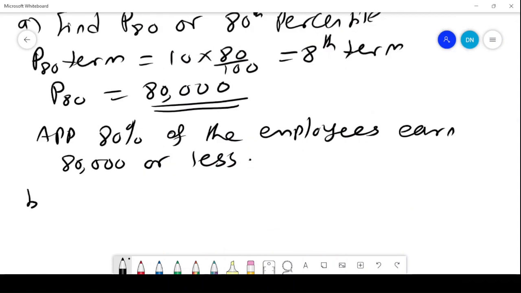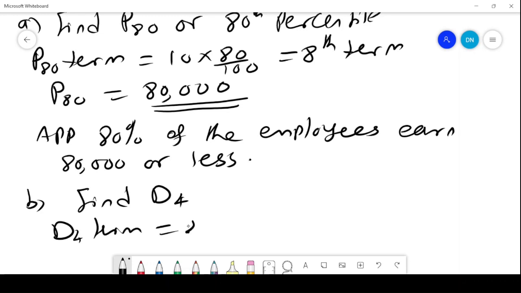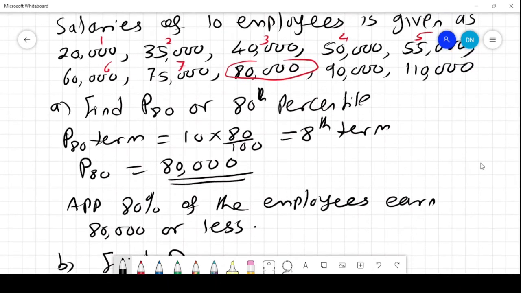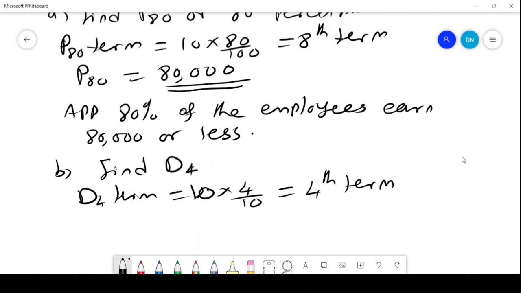So we want now to find D4. So the first thing is we get the D4 term, which is 10 times 4 over 10, which is the 4th term. And from the data, we know which term is the 4th. The 4th term is 50,000. So therefore, I can say D4 is equal to 50,000. For the ungrouped data, the procedure is easier than for the grouped data.